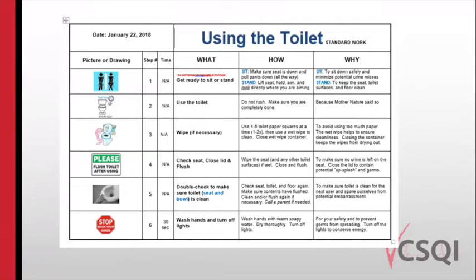And step 6 is the only one for which we indicated a time. We want you to make sure that you take 30 seconds with warm water and wash your hands, make sure they're clean, and turn off the lights.